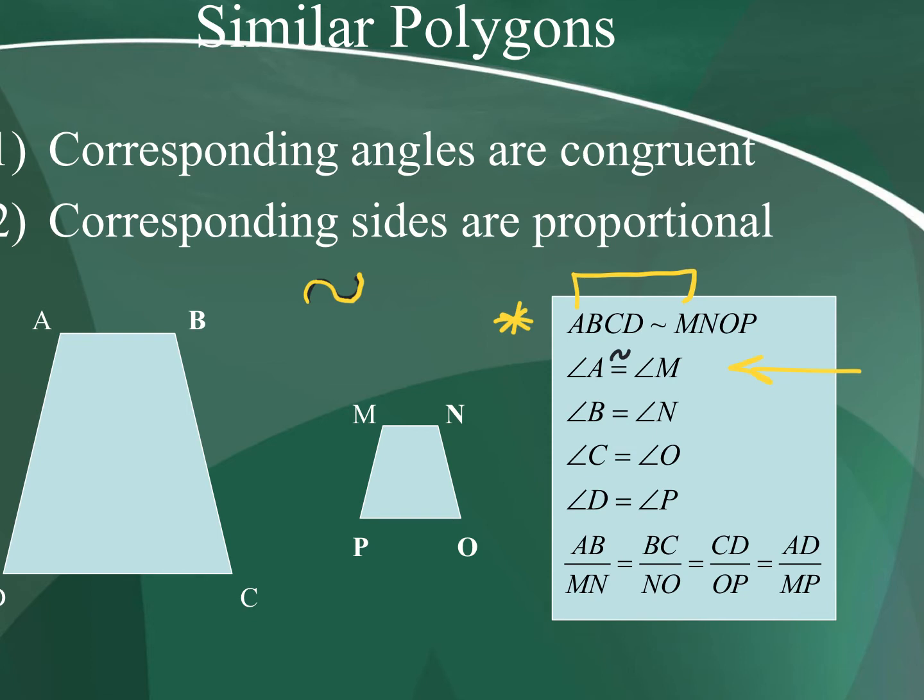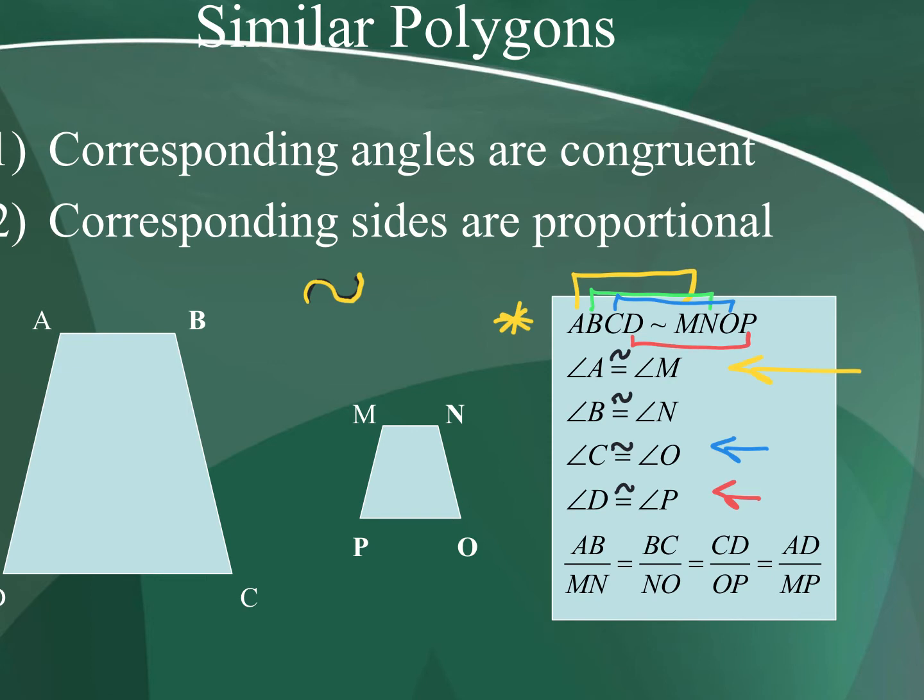Then the next letter that we see in the statement is B, and it matches with N. And I can add the wave on top of all these. Because again, the angles are going to be congruent, but again, the sides will be proportional. Then the next letter is C, and it's going to match with O. And then the last one, D, and it's going to match with P. And these are all congruent angles. However, the sides will be proportional.